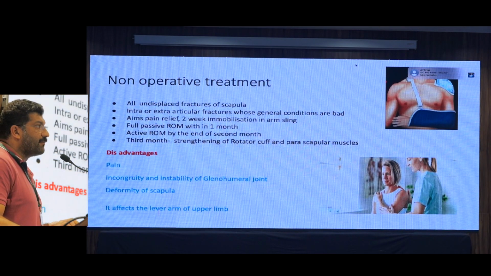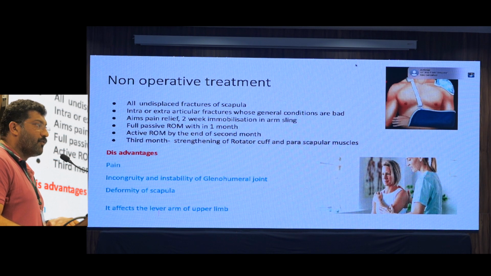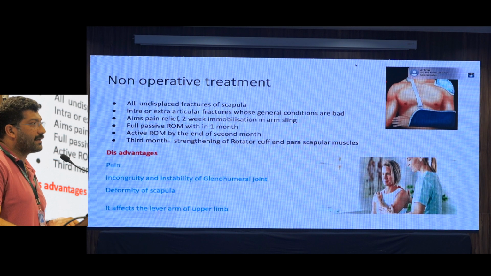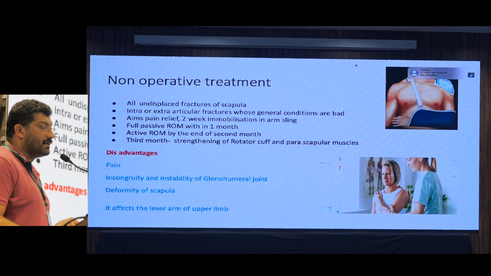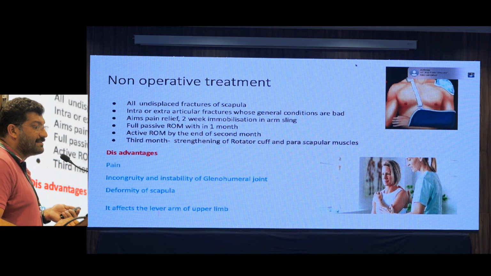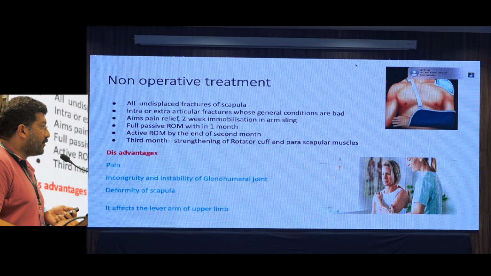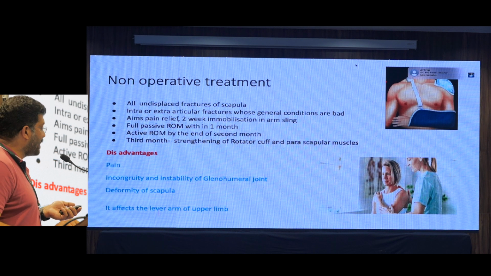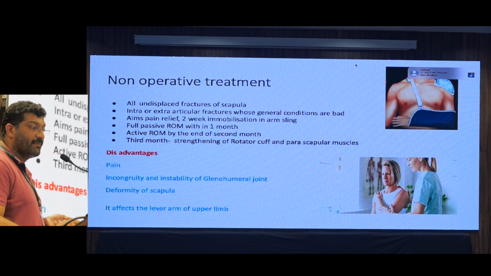In most scapular fractures, you can go with conservative treatment, that is for undisplaced fractures, and intra-articular or extra-articular fractures where the general condition is very bad. What are the disadvantages? Sometimes the pain may persist, incongruity will be there, instability of the glenohumeral joint, and deformity of the scapula, which affects the lever arm of the upper limb. For workers, it may be a little difficult, but we will say it's okay, you can carry on.